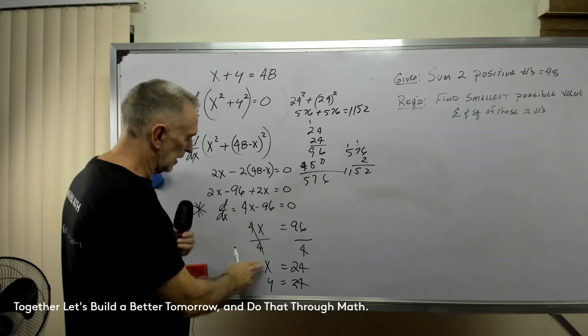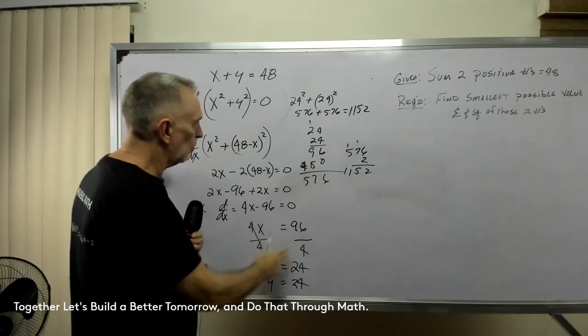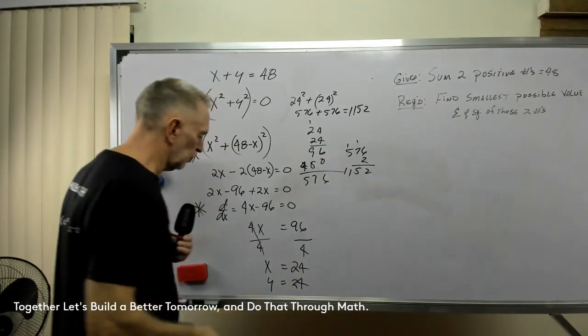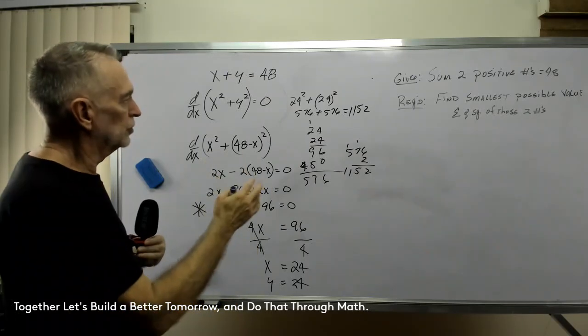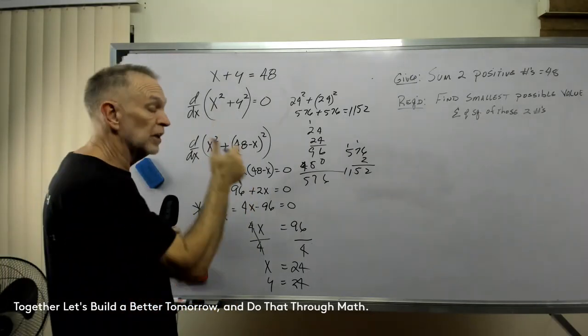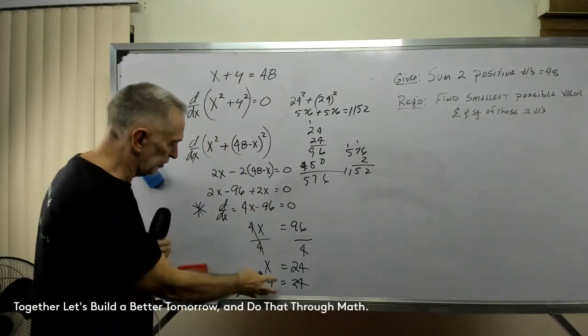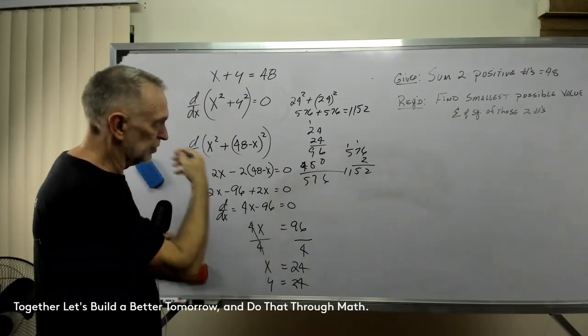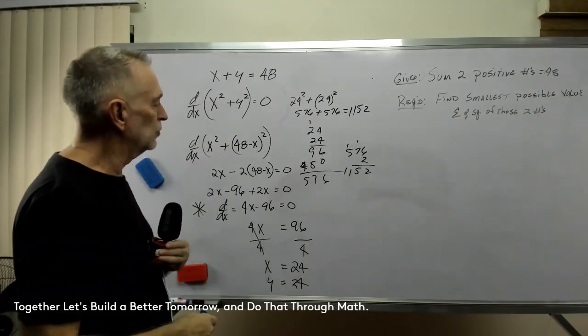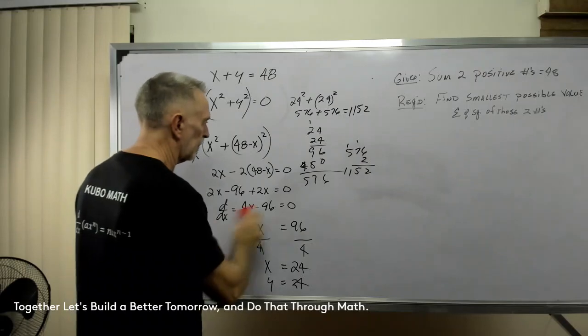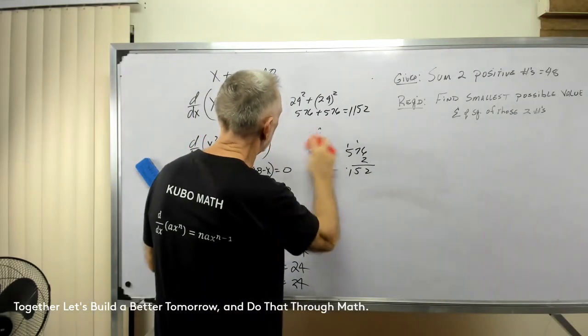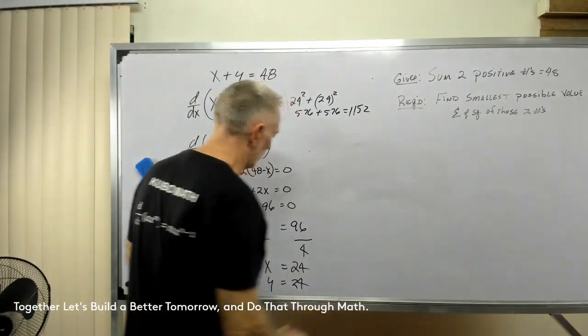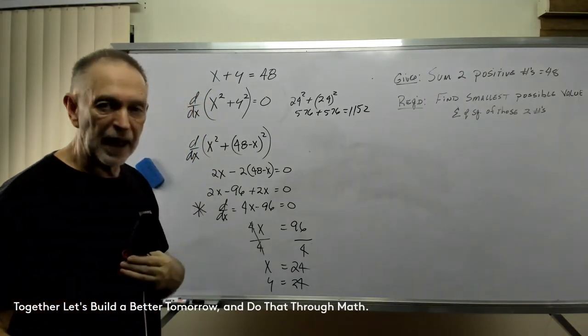by saying that x equals 24, and by doing that y equals 24 also. So the sum of the squares of the two numbers that we found through differentiation here gives us 1152. Okay. Now then, is that a relative minimum or a maximum?